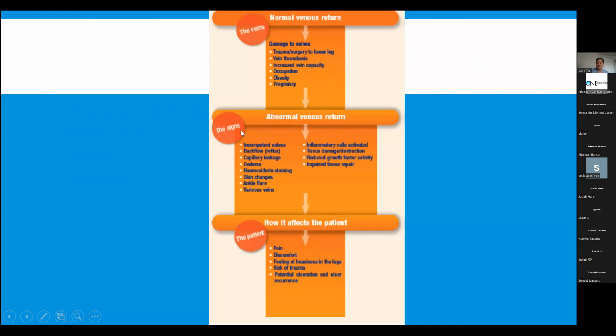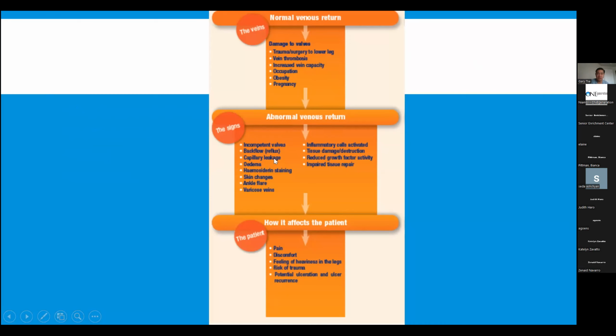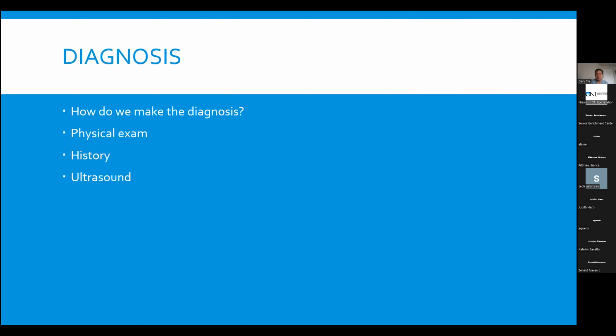Like I mentioned earlier, the signs that we see are edema, which is swelling, and capillary leakage, which is the discoloration, the redness, and I'll show some pictures of that, the redness and sort of a dark browning of the ankles or the calf, that goes along with skin changes and ankle flare. And on the background of that causes inflammation, which destroys tissue, prevents healing, and that's ultimately how that leads to pain, discomfort, heaviness, and then the ulceration and ulcer recurrence. So that's sort of the disease process of how this works.